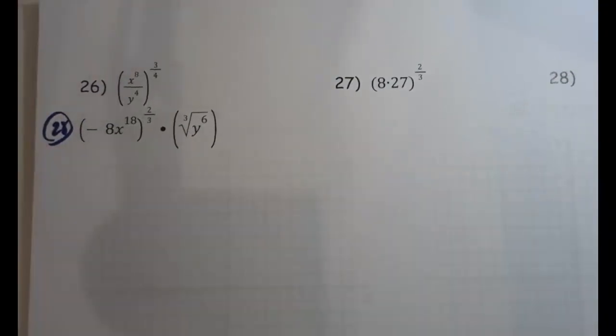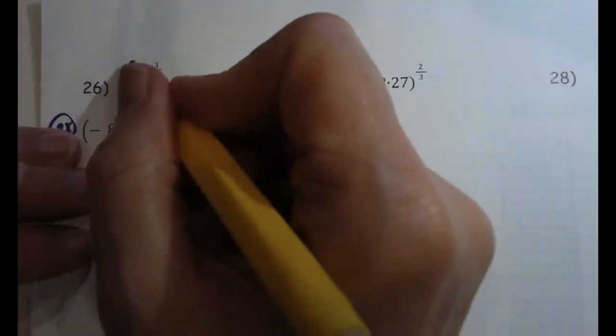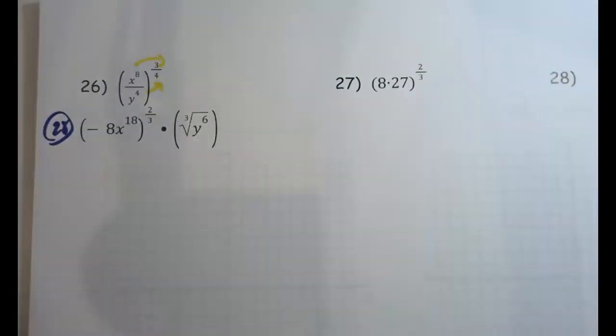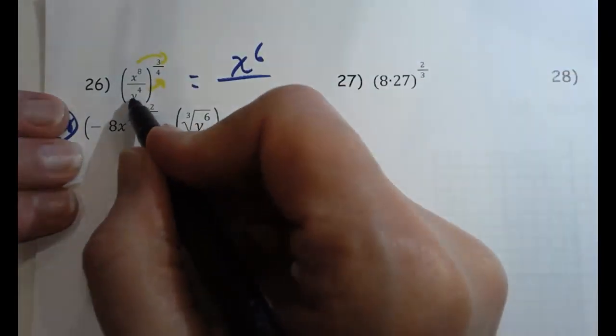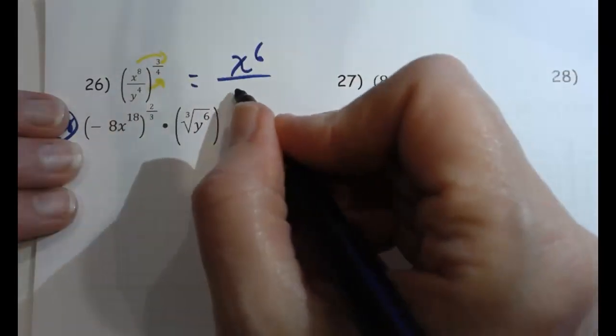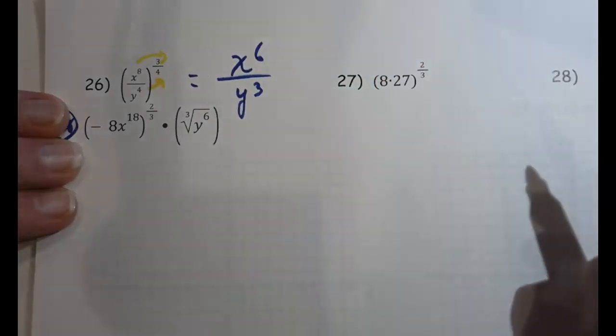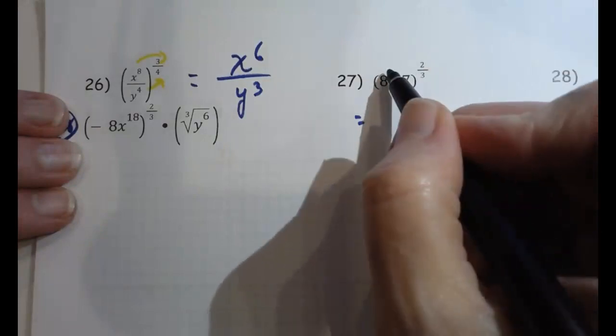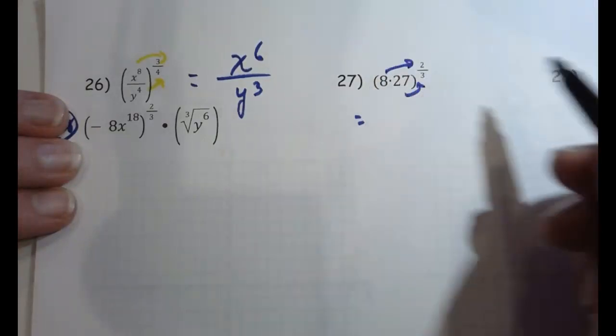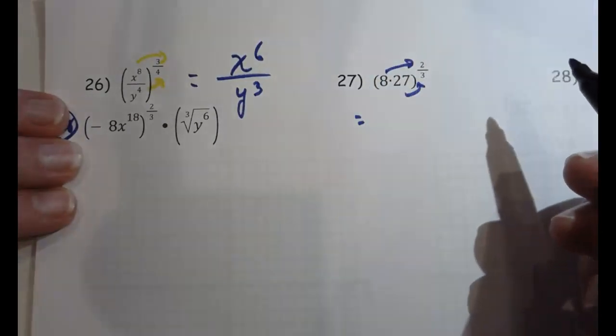Think power to power, so everything is getting raised to that 3/4 power. So you end up with x to the 8 to the 3/4. 3/4 of 8 is 6, and y to the 4th to the 3/4, that is y to the 3rd, and that's it. Nothing else to do there. Number 27, power to power, so both of those factors are getting raised to that 2/3 power.